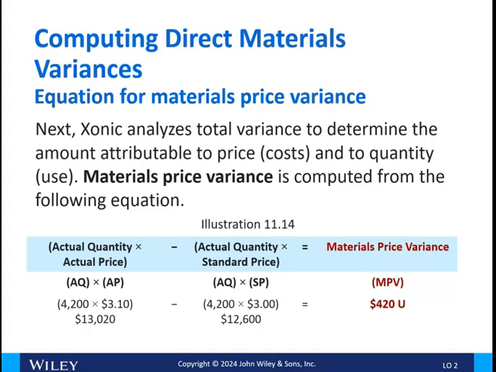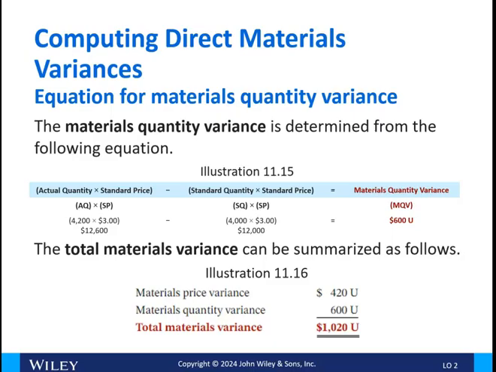Then we can look at our quantity variance, and that is taking our actual quantity at standard price minus our standard quantity at standard price. That gives us our materials quantity variance. So actual quantity was 4,200 pounds. We use our standard price of $3, so we get $12,600. And we get our standard quantity of 4,000 pounds at $3 of our standard price. It's $12,000. We get $600 unfavorable materials quantity variance.